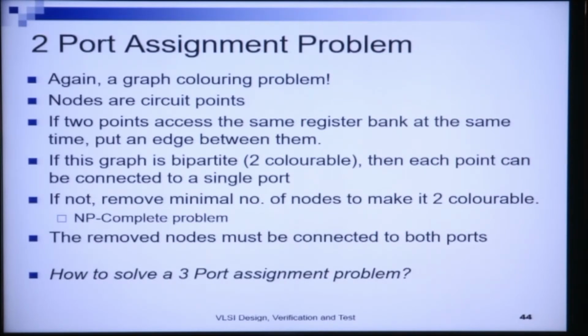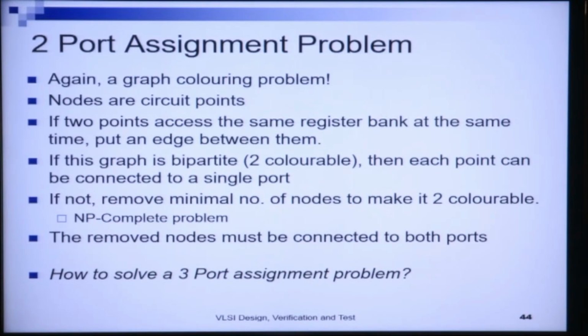Now to solve this problem we again have another graph coloring problem. Here the nodes are circuit points. If two points access the same register bank at the same time, we put an edge between them. And that means they access two registers in the same register bank at the same time. So when there is an edge between two circuit points, we cannot use the same port for both these circuit points.